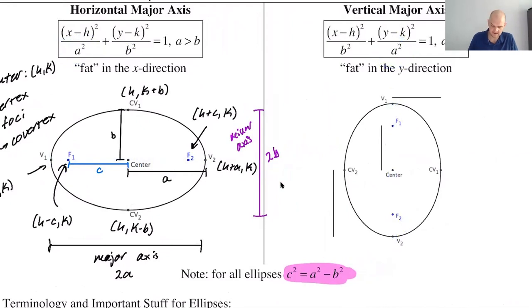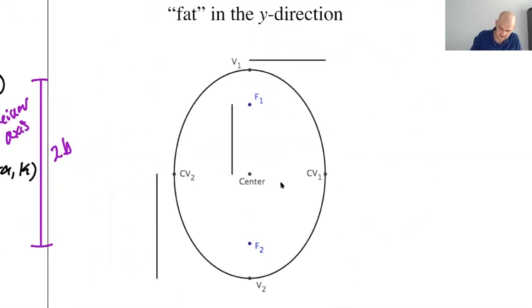So let's see over here what we got. It's basically the same idea. So this is going to be b because it's the distance from a center to a covertex. That's b. The distance from the center to a vertex is a. So this will be a. So that's from the center to a vertex. And then from the center to the focus is c.